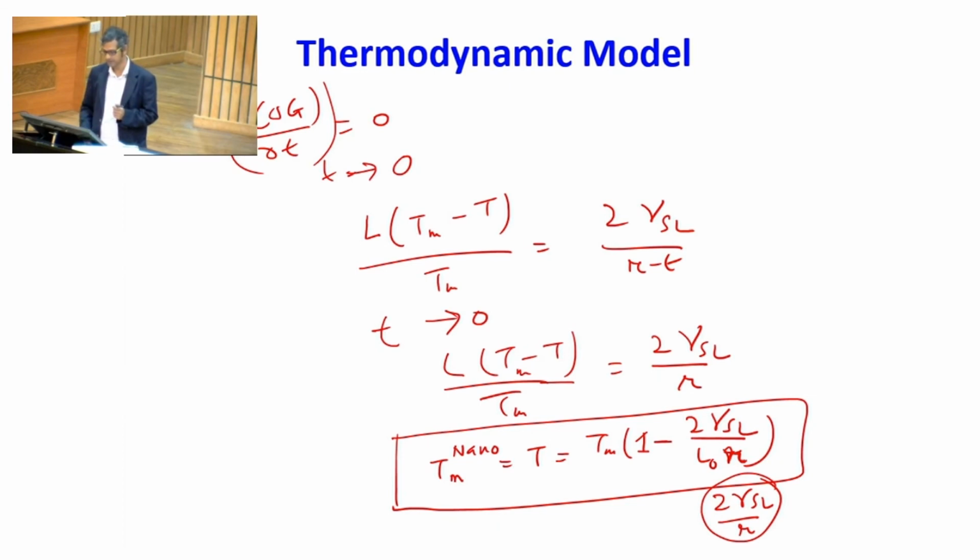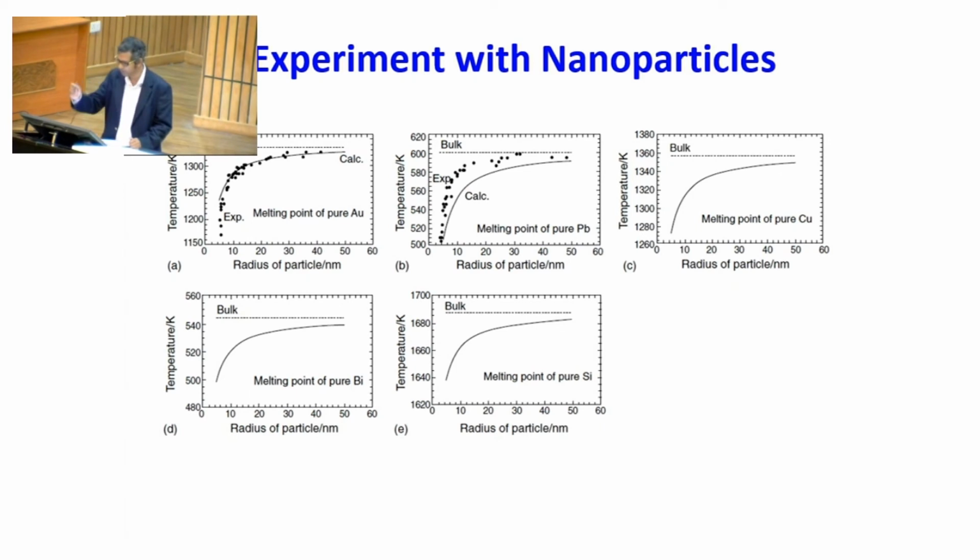And I will show you some experimental results. This is for pure gold. This is the bulk melting temperature, 900 something, and as you decrease the particle size, this is how the trend follows. About 40 nanometers, the decrease is not much, but as it goes down to 10 or 5 nanometers, the decrease is substantial, almost 150 to 200 degrees Celsius. This is true for lead, copper, bismuth and silicon as well. Trends should be the same, and that is what is observed. So the experiments validate this model. Nanoparticles lead to a decrease in the melting temperature.